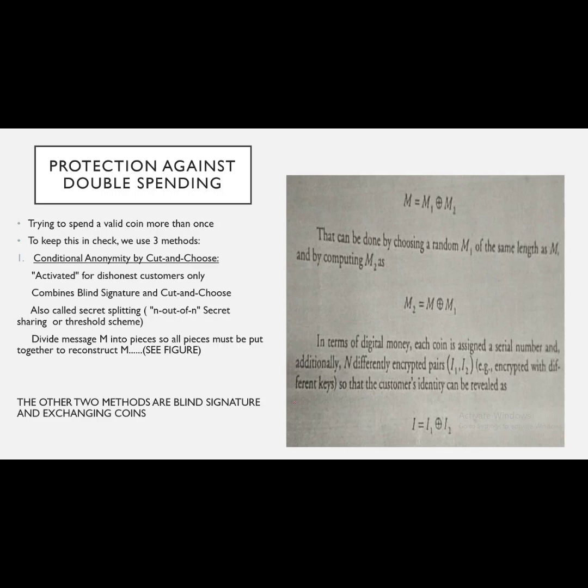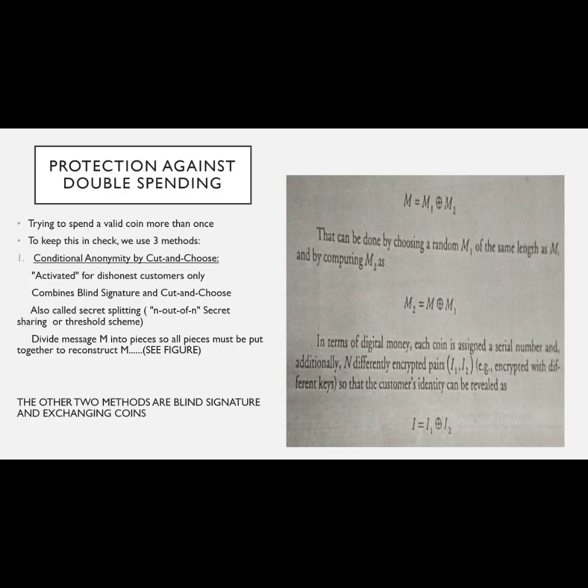Let's just see the formula or the equation on the right side. The basic idea is to divide up a message M into smaller pieces, so that to reconstruct M we have to put together all these pieces or a subset of these pieces, so that we can reconstruct the original message M.